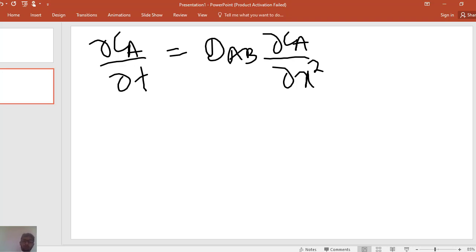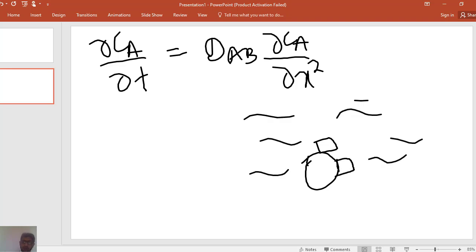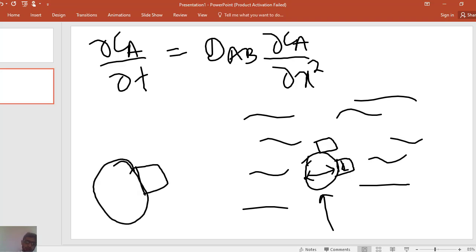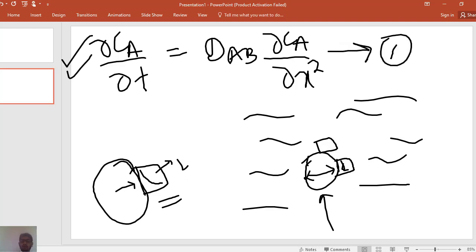Second law. Suppose this is the gas bubble, and this is the liquid element attached to the surface, rising in the water with some diameter. Now in the liquid element there is unsteady state mass transfer, this is the liquid element, this is the gas. This unsteady state mass transfer is given by Fick's second law.